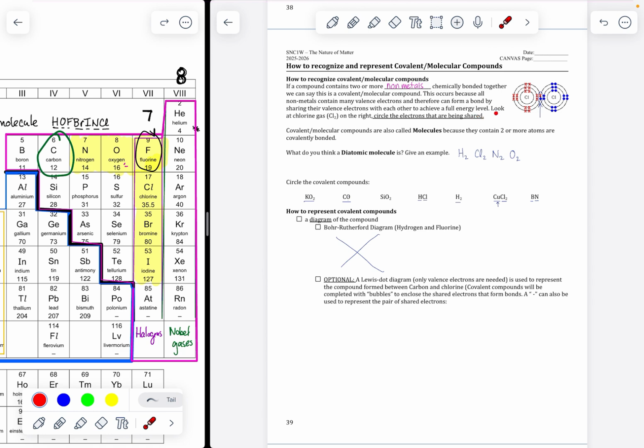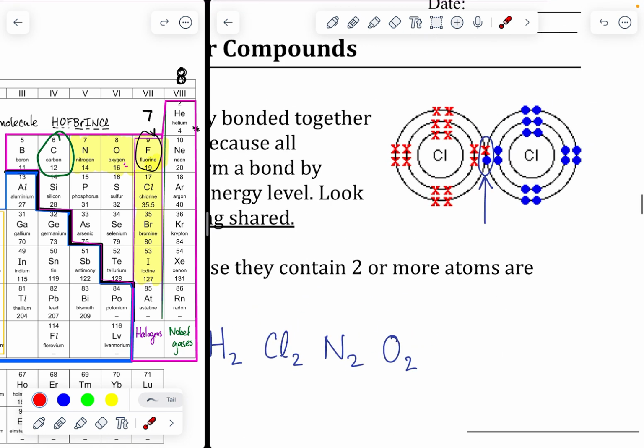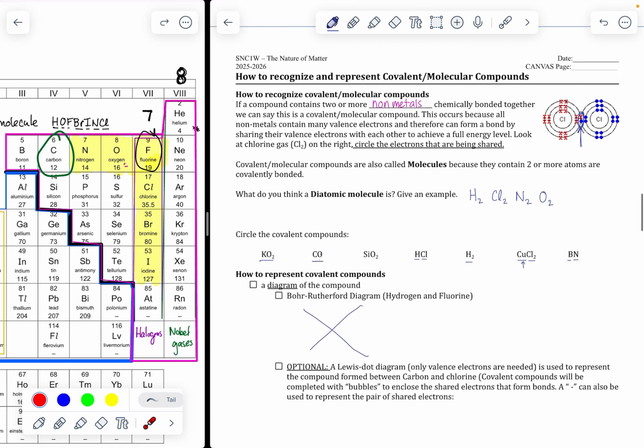We can see chlorine gas on the right, how their electrons are being shared. So you'll see I've circled the pair that they are sharing, and because they share that pair, they now both have a full valence energy level.